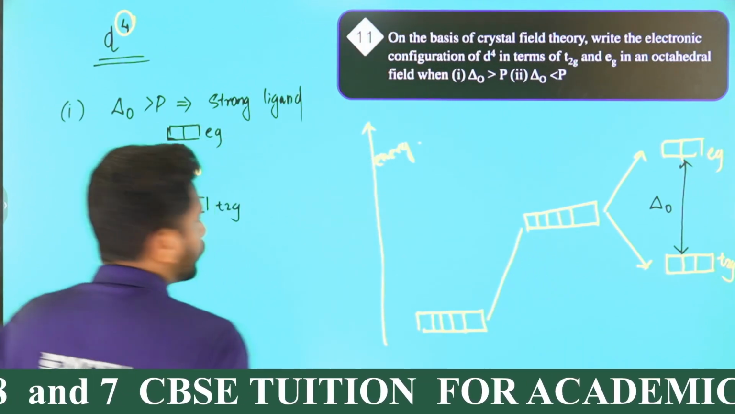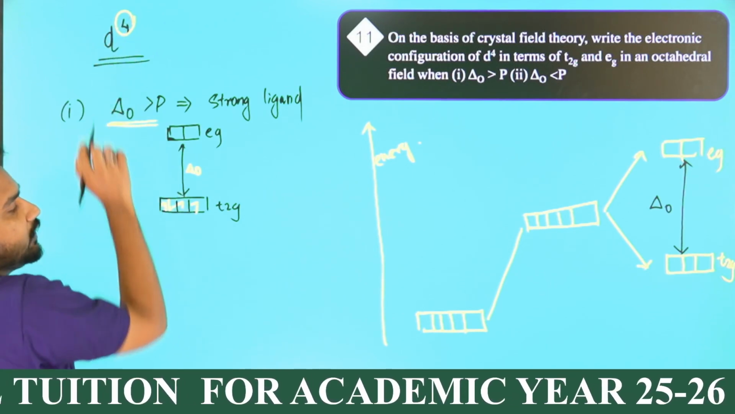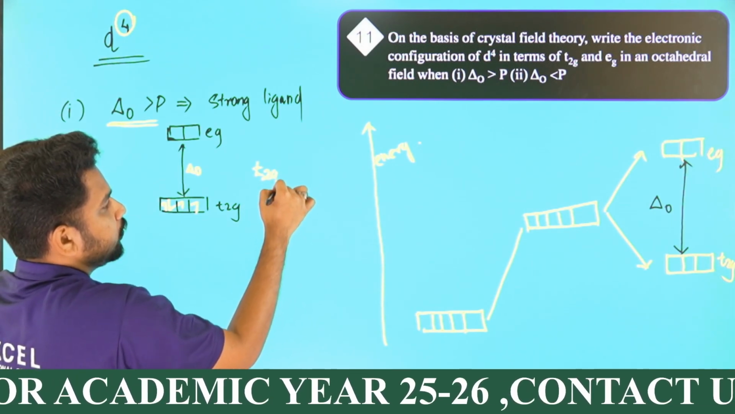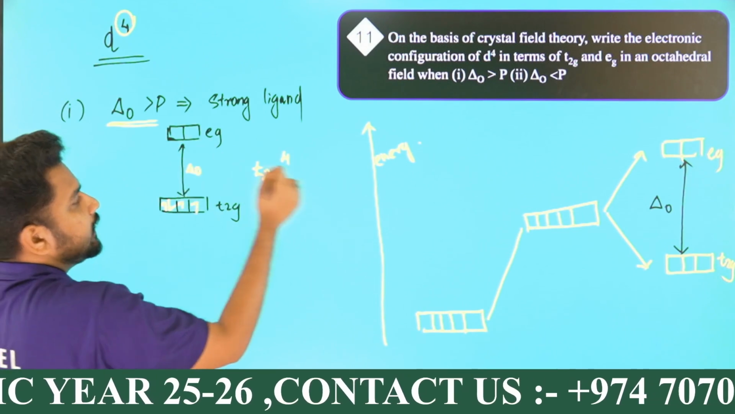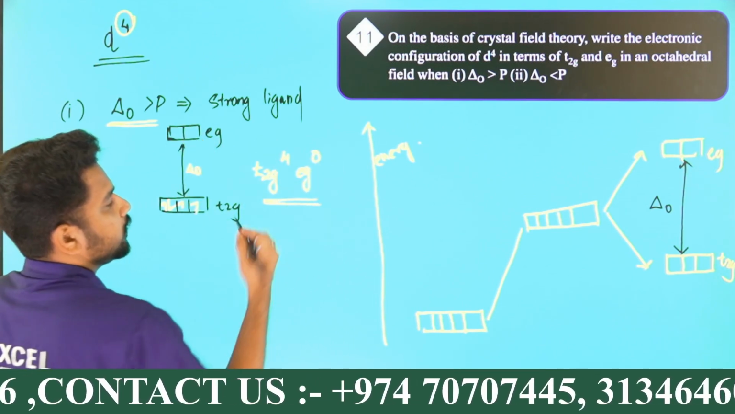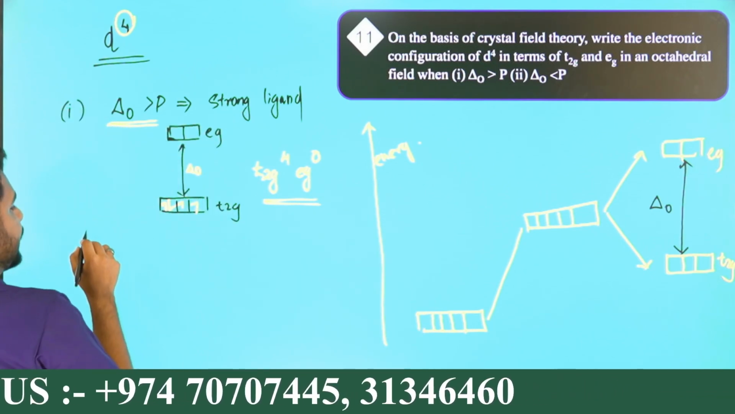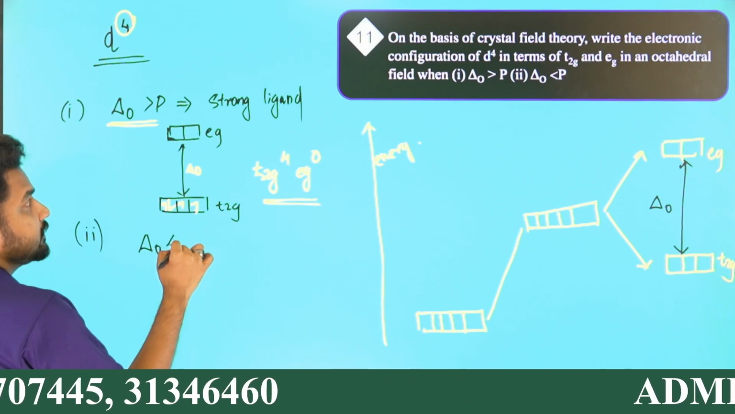So what will be the electronic configuration of d4? In the first case, how many electrons are there in t2g? t2g 4. And in eg, how many electrons? 0. So this is the electronic configuration for the first case. And the second case, you can do it by yourself: delta O is less than P.